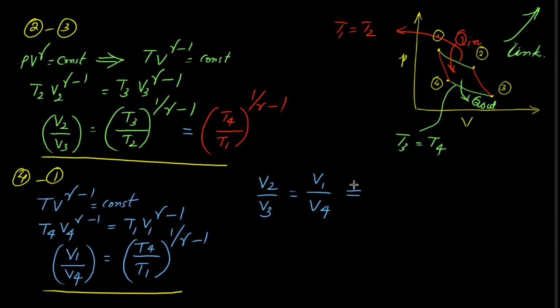From that, if you rearrange it, we get V2 divided by V1 equal to V3 by V4. So we are rearranging it. So V3 by V4.